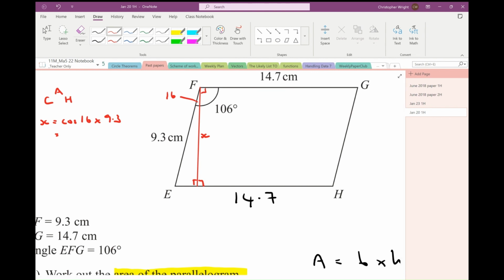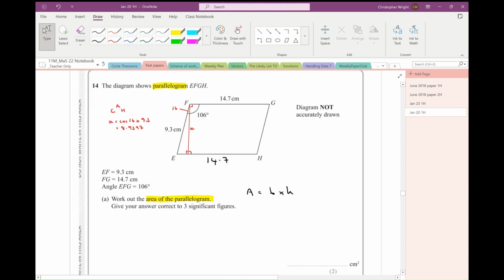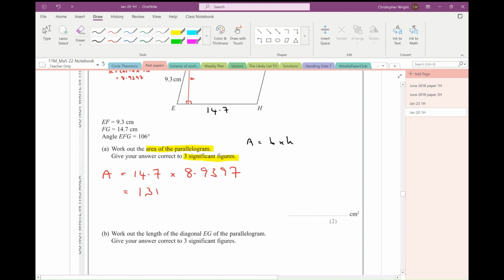And that gives me a value for x of 8.9397. Okay, so that's the height, isn't it? So therefore I can work out the area of the parallelogram, which will be the base times the height. I've still got that number on my calculator, times 14.7 equals, and look at this, give your answer to 3 significant figures. So looking at my calculator, that gives me 131 square centimeters.